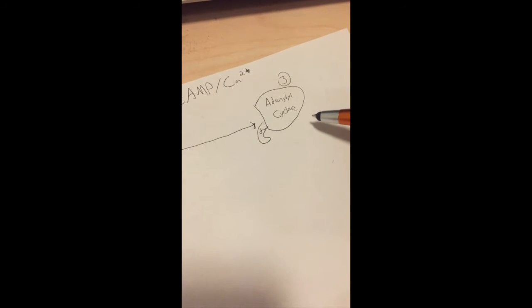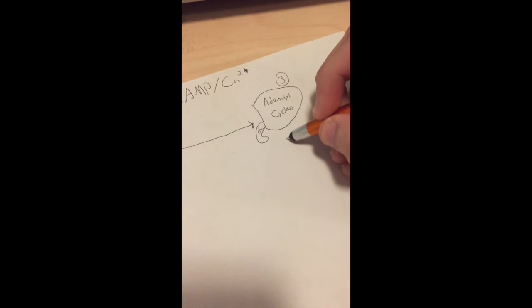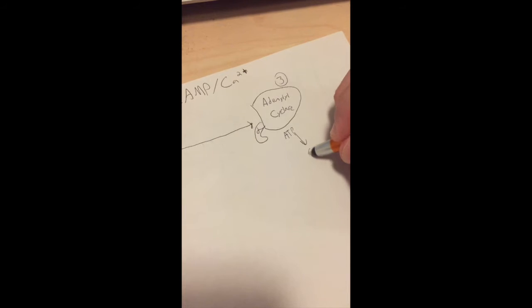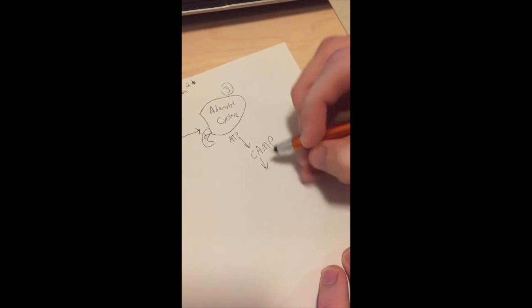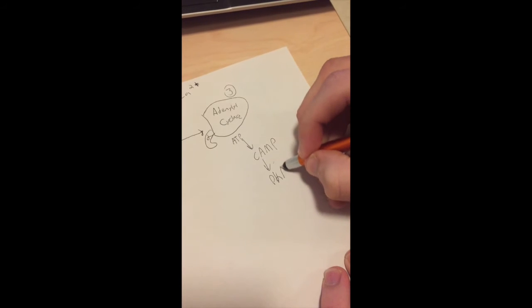After activation of adenylyl cyclase, it uses ATP and converts it into cyclic AMP, which then converts that into protein kinase A.